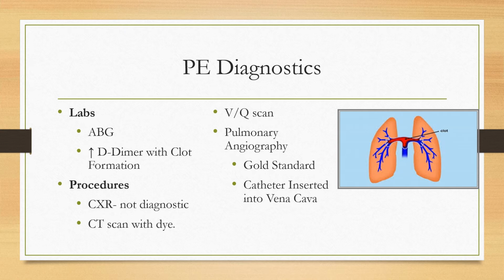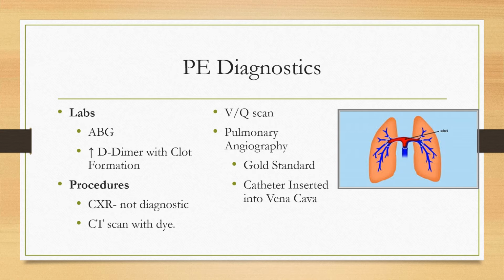Okay, chest x-rays. We'll do a chest x-ray, but we'll never diagnose a PE on chest x-ray. They don't show up on chest x-ray. Sometimes we can see maybe a bit of possible evidence that something looks strange on the chest x-ray, but we can't confirm it with a chest x-ray.